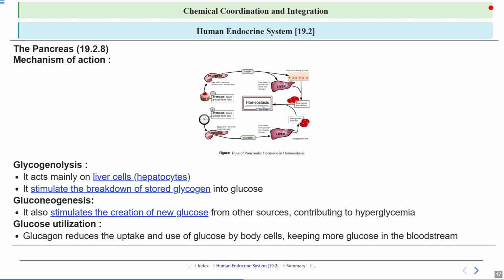for our overall health. Okay, so glucagon reduces the uptake and use of glucose by body cells, keeping more glucose in the bloodstream.